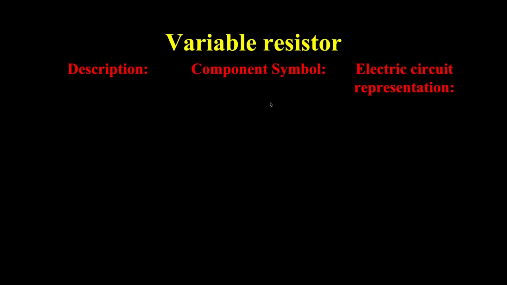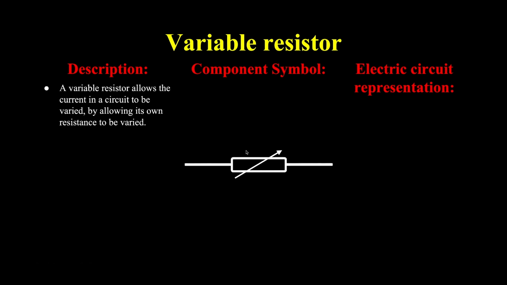Now let's look at variable resistors. Here is the component symbol for a variable resistor. A variable resistor allows the current in a circuit to be varied, and it does this by allowing its own resistance to be varied. So you can manually adjust the resistance on the variable resistor itself. Just like a fixed resistor, it can limit the current in a circuit.